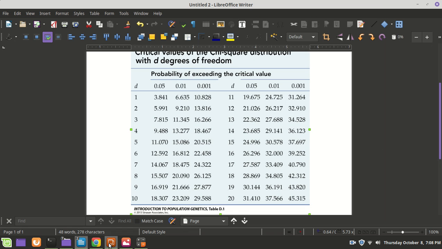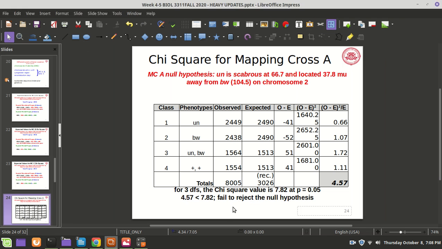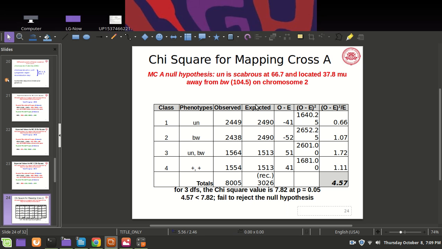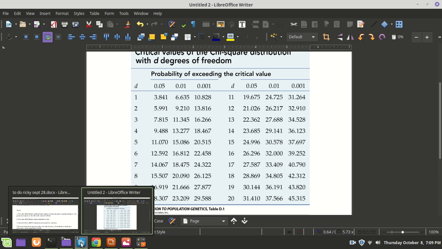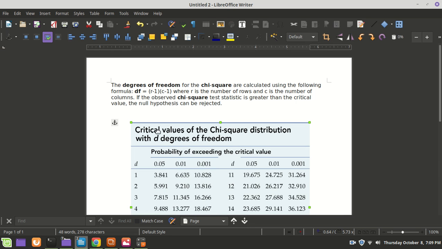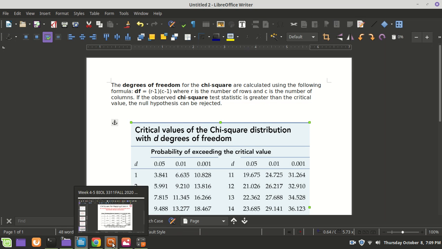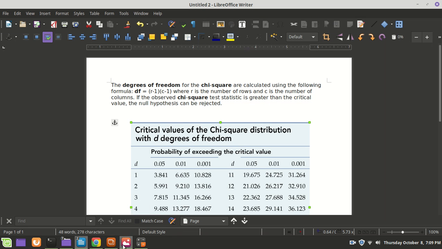But if you look back on our PowerPoints, we had a problem like this. And in this, it said there were 3 degrees of freedom. Now, what does that mean? Well, it has to do with how many variables are interacting with one another. And you calculate this number of degrees of freedom, at least in the problems that we do, like this. You read this, it says degrees of freedom, that's df, equals r minus 1 times c minus 1. Well, the r is the number of rows and the c is the number of columns. So we look back on our problem.